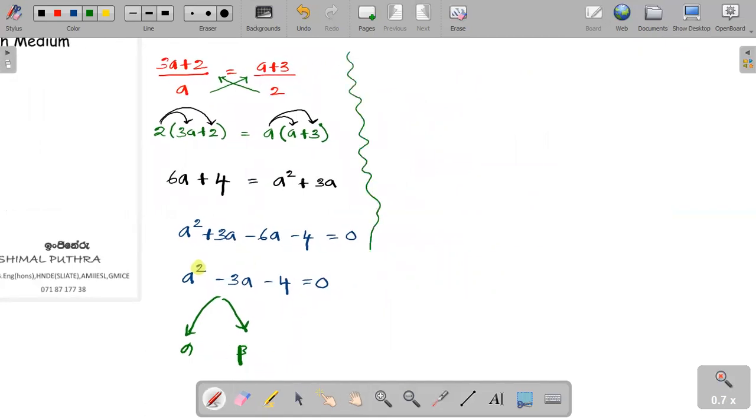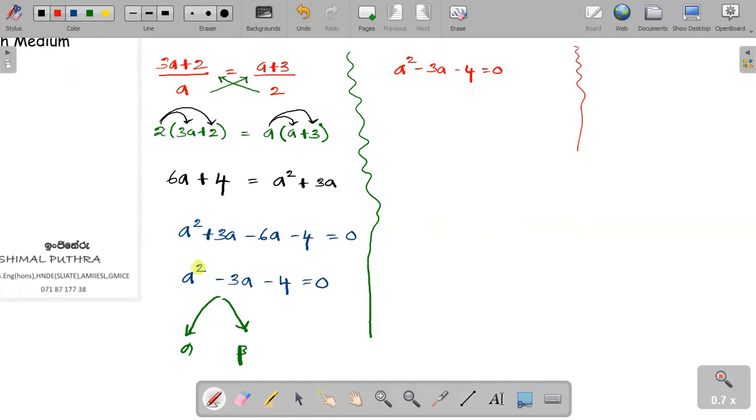There are several methods to solve this kind of question. There is the factorization method and the formula method. In this case, I will explain the factorization method. In another video, I will explain the formula method. Okay. The quadratic equation that we have to solve, a squared minus 3a minus 4 is equal to 0. There should be 2 answers.